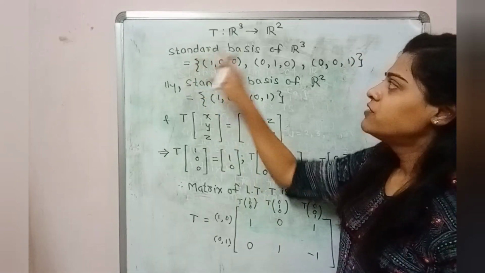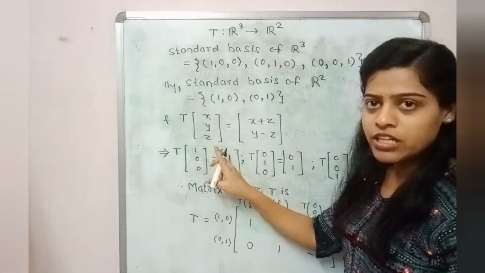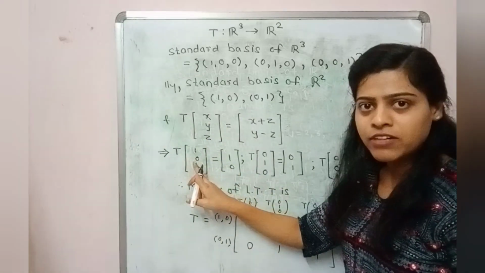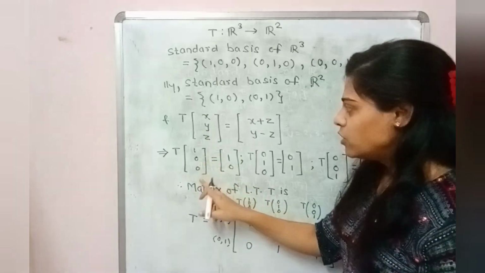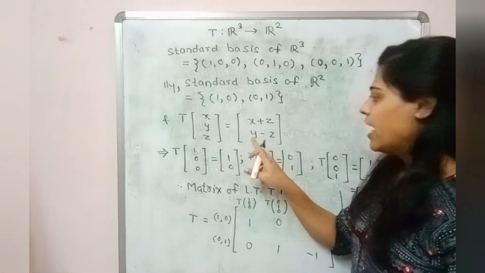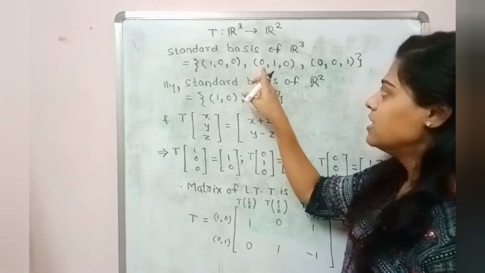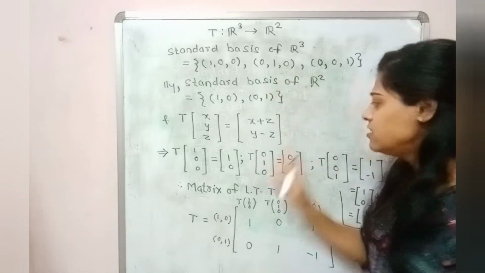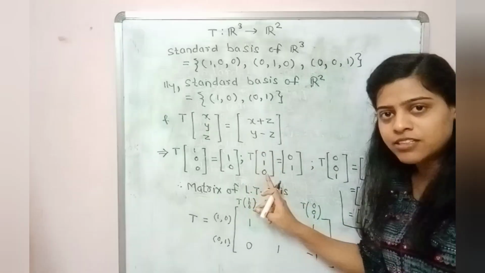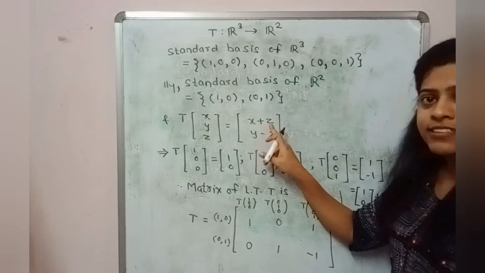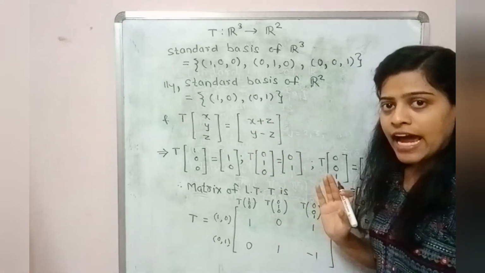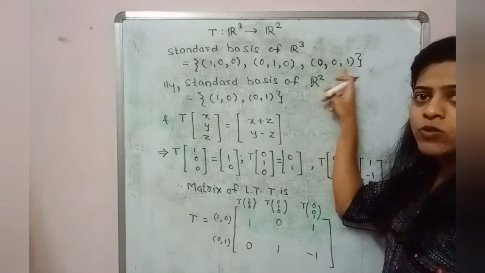Now, with the help of the standard basis of R3 in this equation, we get T of 1, 0, 0. That means x is equal to 1, y equal to 0, z equal to 0. Put these values in this matrix, then we get 1, 0. That is 1 plus 0 is equal to 1 and 0 minus 0 equal to 0. Similarly, the second standard basis is 0, 1, 0. That is T of 0, 1, 0, that is y is equal to 1, x is equal to 0 and z is equal to 0. So x plus z, that is 0 plus 0 is equal to 0 and 1 minus 0 is equal to 1.